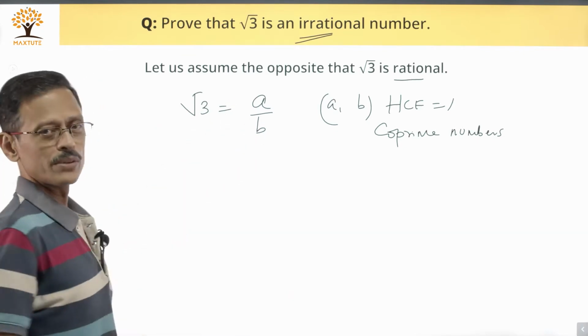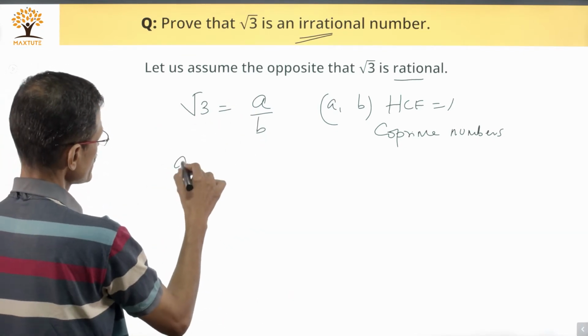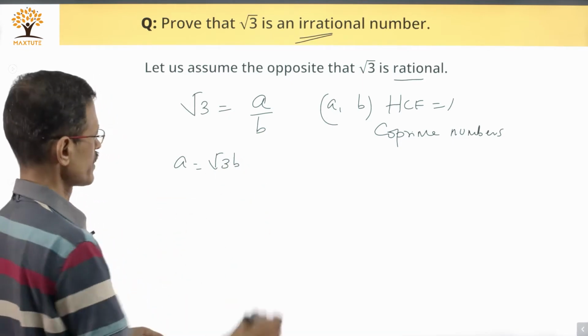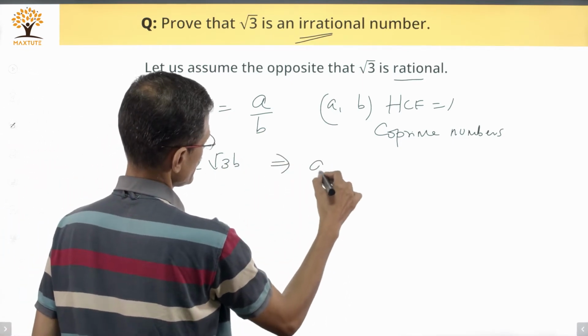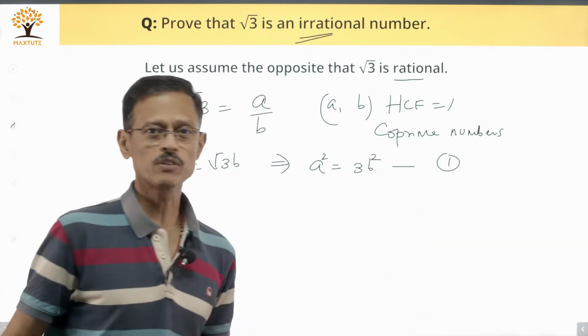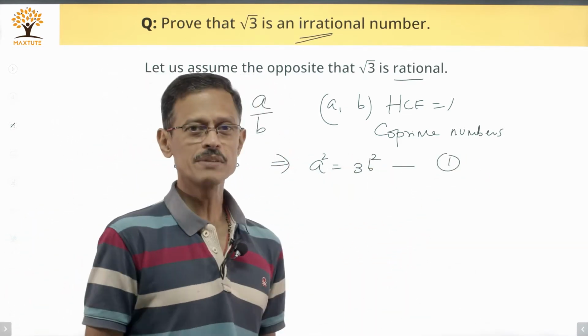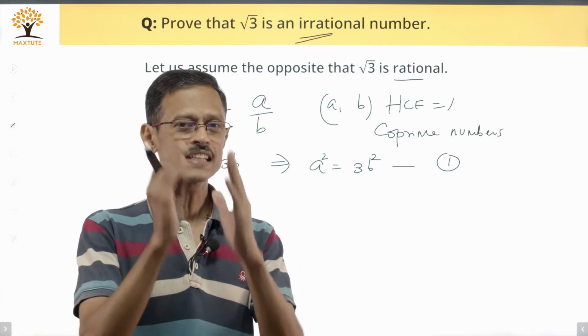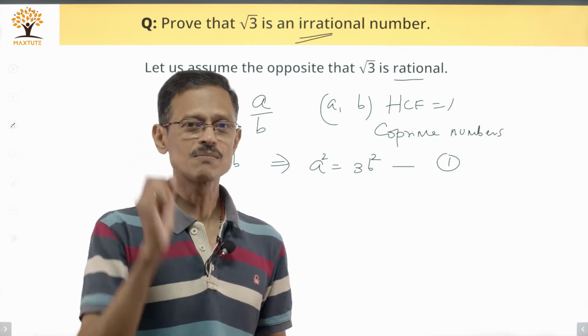If root 3 is equal to a divided by b, then we can say a is equal to root 3 times b. I'm going to square both sides of this equation. If I square both sides, we'll get a square is equal to 3b square. I'm going to call this equation 1 for our reference. If a square is equal to 3b square, b is an integer, which means b square is an integer, then a square is 3 times an integer, which means a square is a multiple of 3.